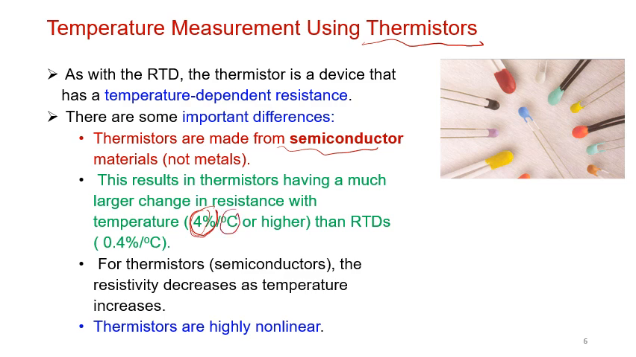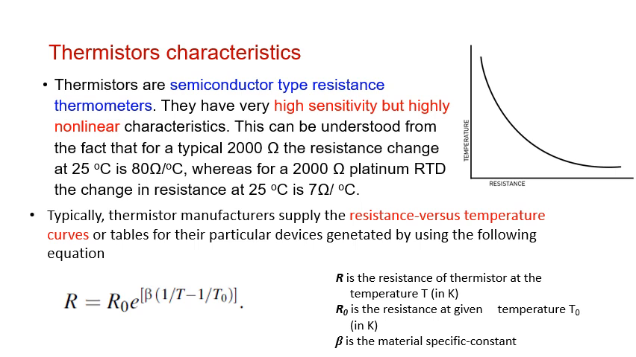But in RTD, it's only 0.4% per degree Celsius, which shows a great change in the resistance as the temperature changes in the thermistor. The problem of the thermistor is that its characteristics are highly nonlinear. We will see this in the next slide. Here the characteristics of the thermistor are shown, resistance versus temperature, and the relation is highly nonlinear.